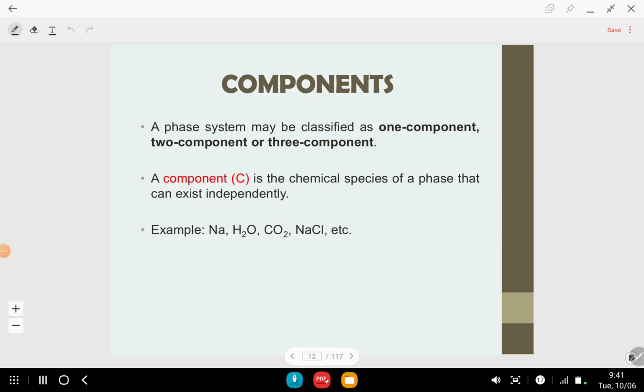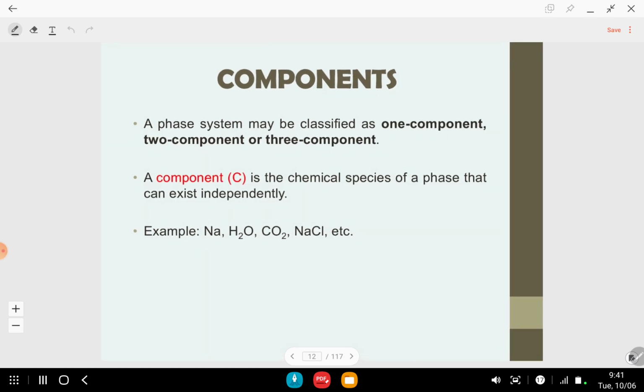Now component, in general terms. As I mentioned earlier, phase is the state. Now what is C? We call it component. For this component, it can be a one-component system, two-component, three-component, or more, depending on the system. But what does this component actually mean? This component means chemical species.